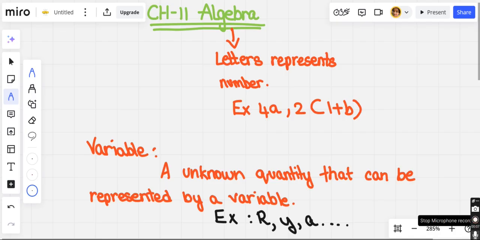In this video, let us see chapter 11, Algebra, for class 6. So, what is algebra? Letters represent numbers. Example: 4a, 2 plus b is an example.